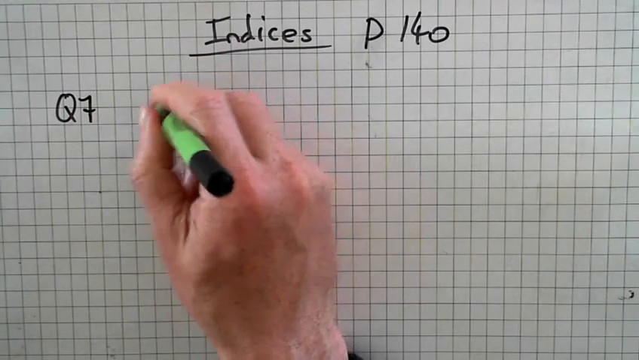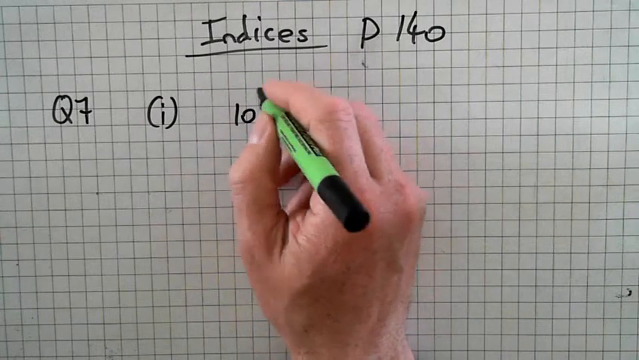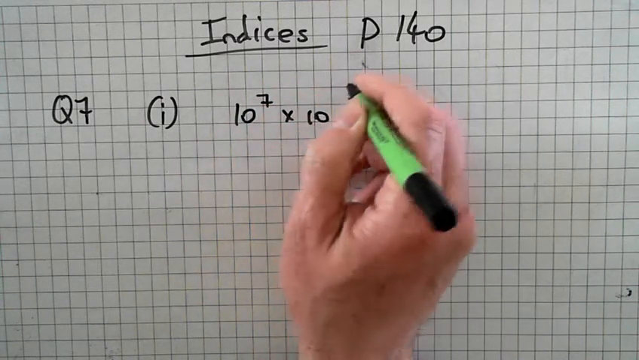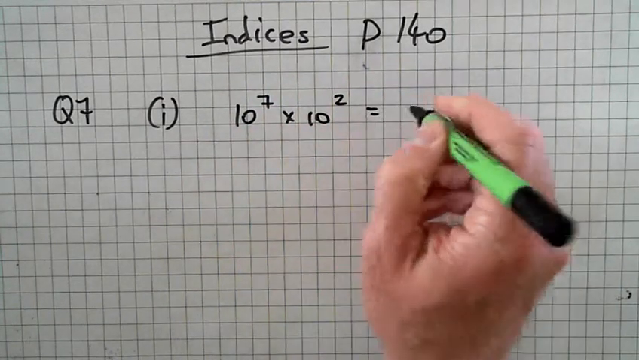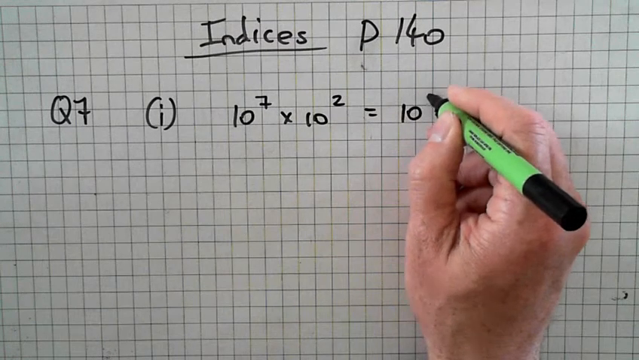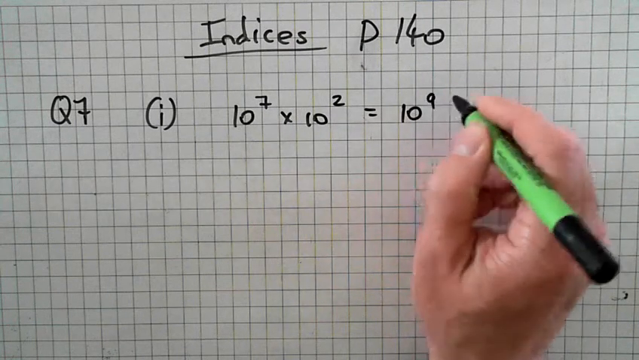Right, question 7, part I. 10 to the 7 times 10 to the 2. The answer is 10 to the 9.